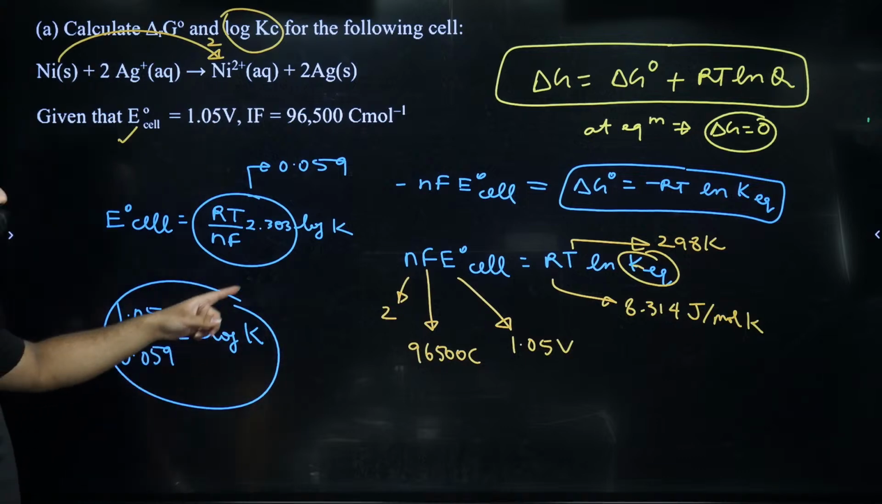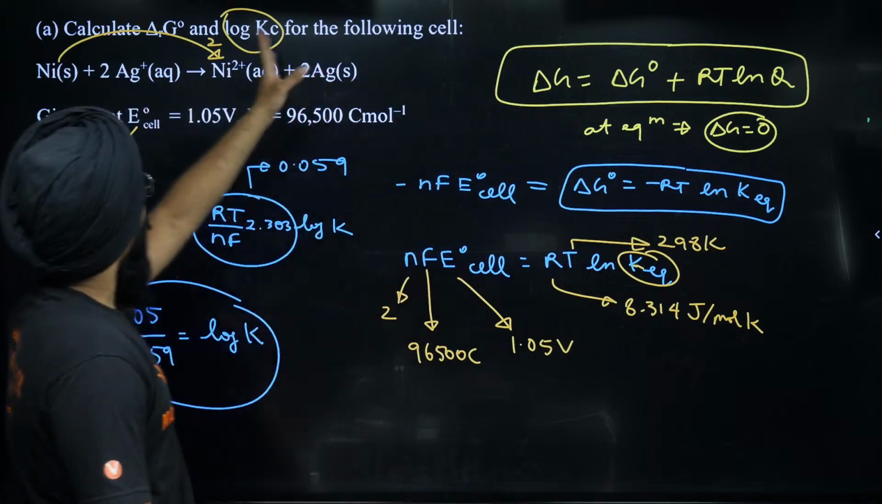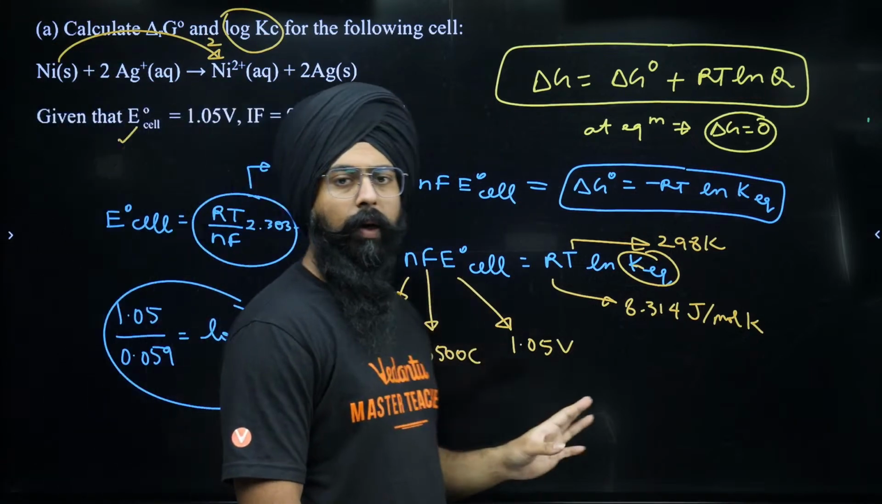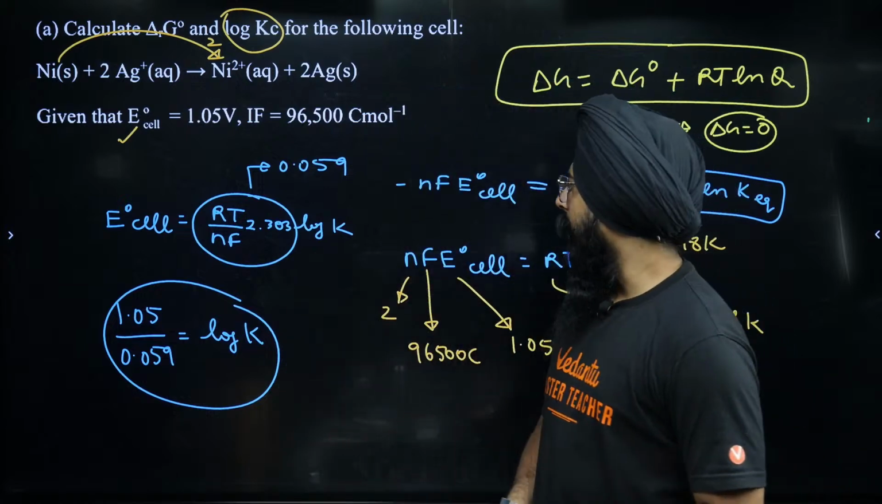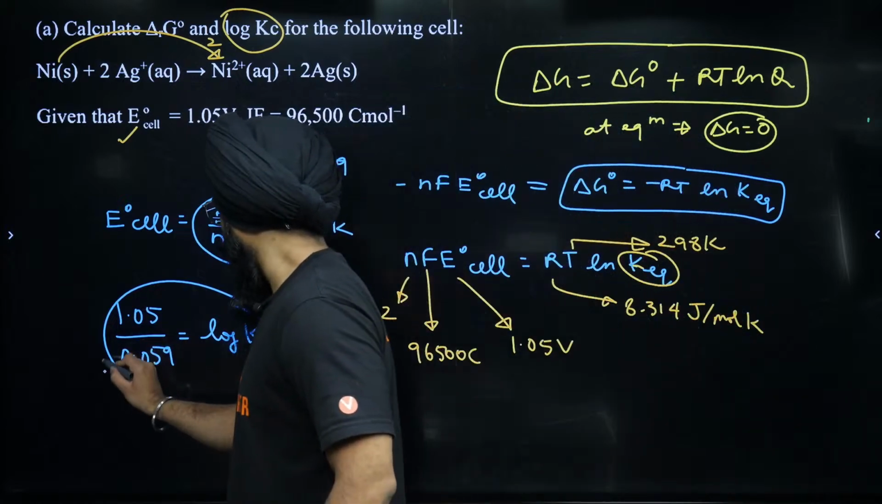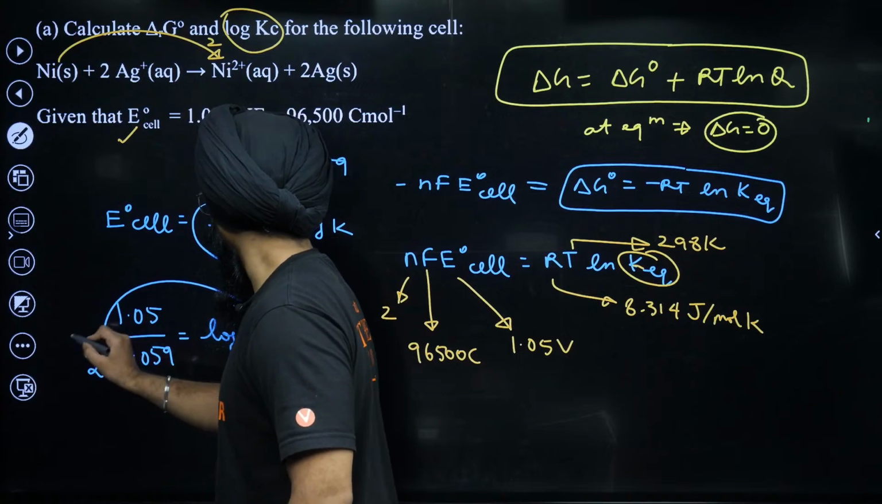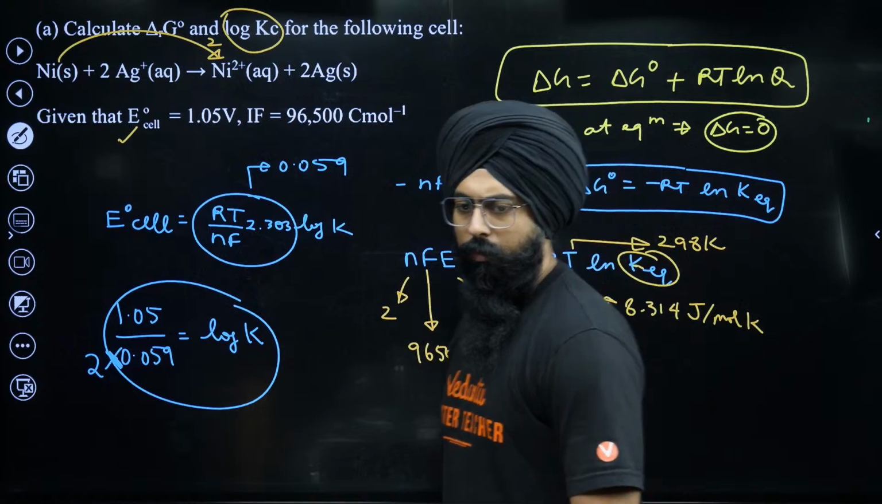So now if you have log K, just put the value and calculate delta G naught also. So remaining part you can do. Mithilesh, yeah, we have to put N also over here. Thank you for the correction. We will put N over here as 2. Good stuff.